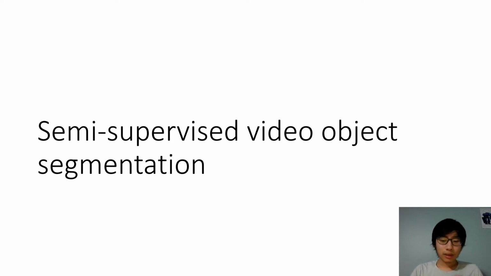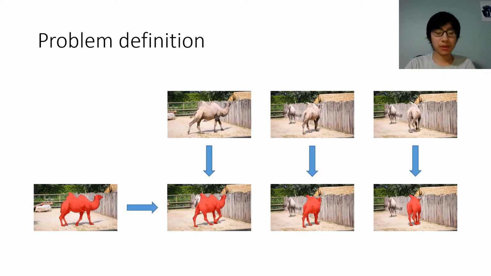The task of semi-supervised video object segmentation is like this. You're given the video sequence and then an object mask on the first frame, and your task is to propagate or generalize this mask onto the remaining frames.